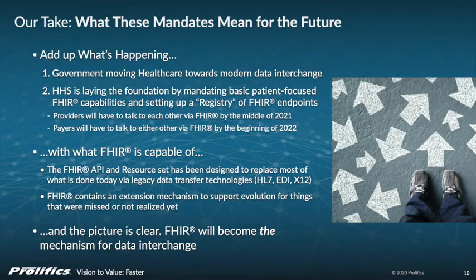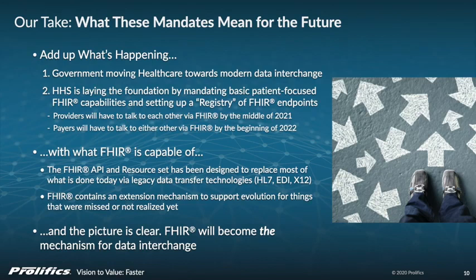beginning. If you look at what's happening with the mandates, and specifically if you go and read the text of the mandates, there is a lot of policy, if you will, written into the mandates themselves explaining what they're trying to accomplish. And specifically, the government is moving healthcare towards modern data interchange by using the pull that it has with Medicare and Medicaid. It wants to make the systems more efficient. It wants to give patients more transparency, and it wants to provide to patients more choices.